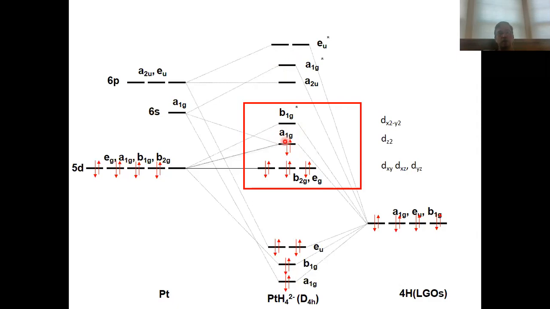Okay, so next you can, for instance, look at the B1g orbitals. One of the d orbitals has B1g symmetry. You see there's one ligand group orbital that has B1g symmetry. Well, that produces overall 2 molecular orbitals: this bonding molecular orbital here, which is B1g, and an anti-bonding molecular orbital here, which is B1g symmetry.